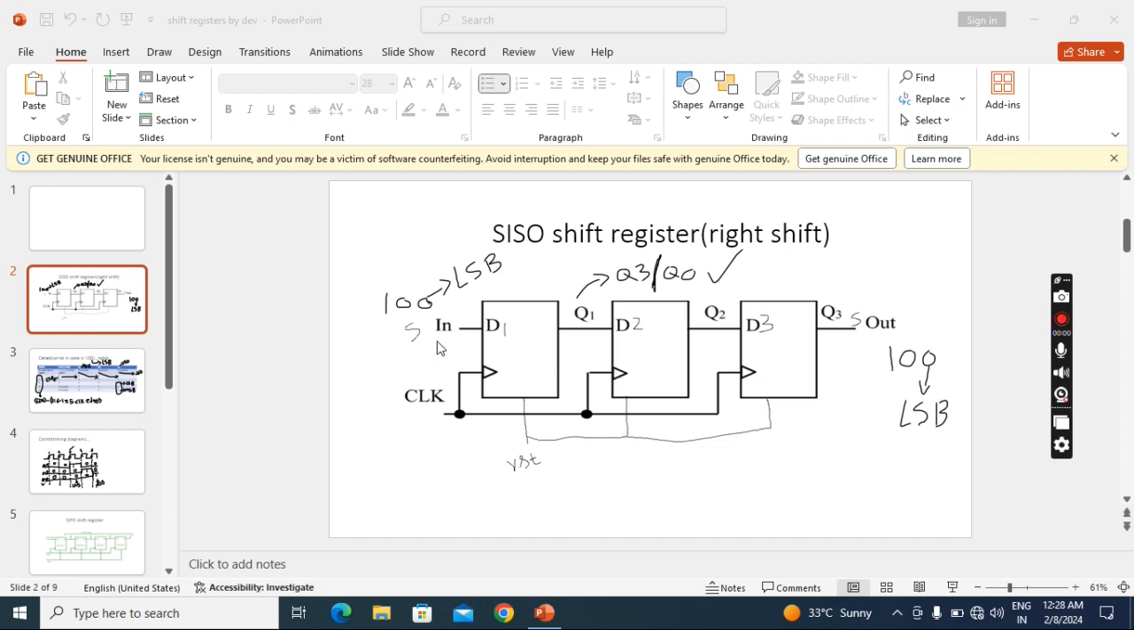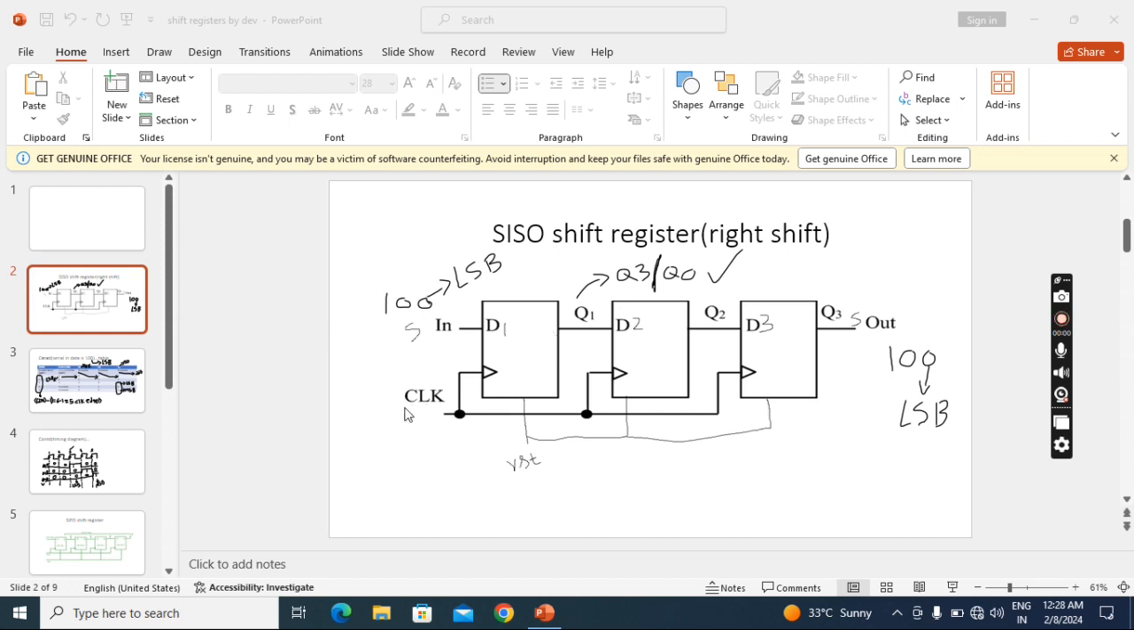Because in the registers, we just need to shift the data, move the data, but whatever data we give here, the same data should come out. Okay, so only the D flip-flop is suitable, because that will give the same data. Whatever data we apply at input, that will give the same output. That's why we use only D flip-flops in the shift registers.